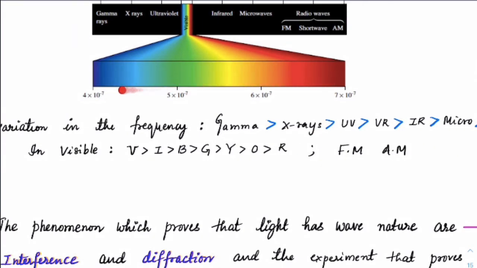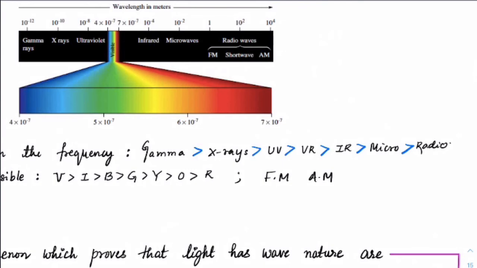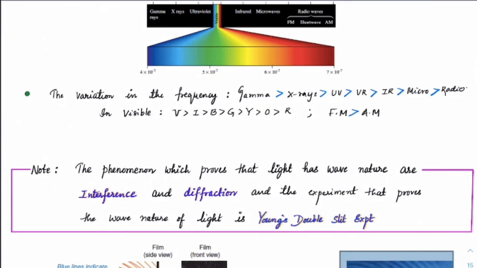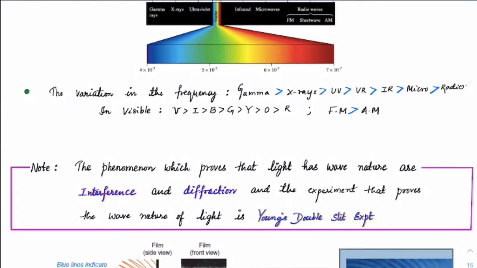Within the visible region, we have all these colors starting from violet and extending towards red. If frequency is asked in the visible region, then VIBGYOR would be the order. Between FM and AM it has also been asked, because in radio waves we have FM and AM. FM will have more frequency compared to AM. This is very static information you must know.